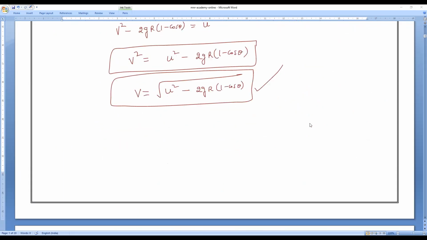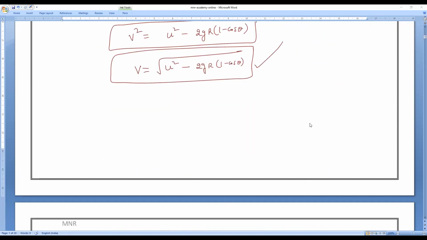Now let me consider point B. At point B, anyone having a small doubt, please ask me. Don't be silent, ask me. At point B, let us consider the normal reaction becomes 0. If N becomes 0, what will happen, guys? From that point, the body will take into what? Projectile motion.